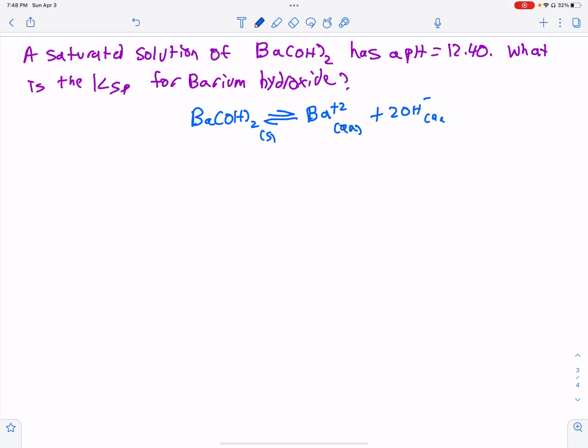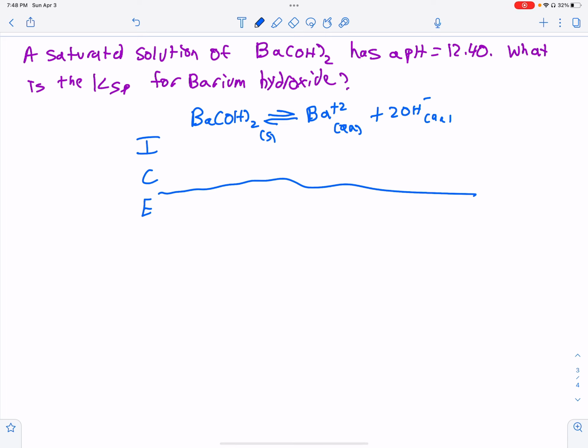Now, immediately, my attention is drawn to this hydroxide ion, because I need to find a concentration of the hydroxide ion to plug into my KSP expression. And since I know the ratio of hydroxide ion to barium is 2 to 1, half of the hydroxide ion concentration would be equal to the barium concentration. And that I can get from the pH, the hydroxide ion concentration. So I kind of have an idea of what we're going to do here. But as always, the first thing I'll do is make my KSP expression.